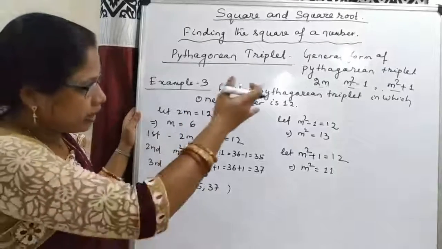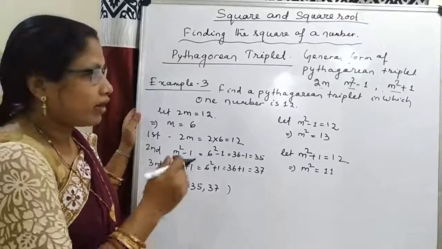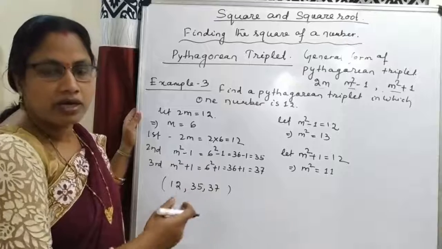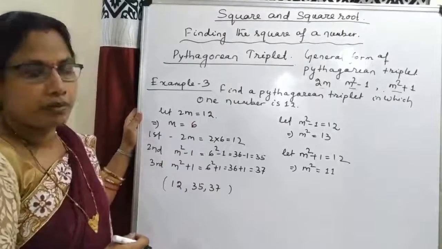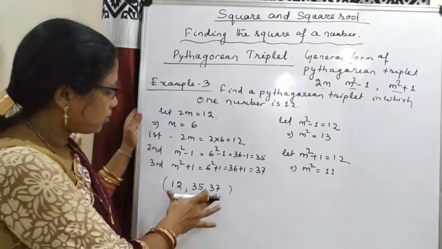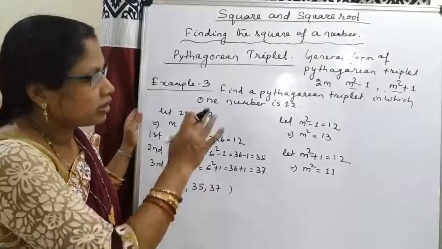So here by using this general form of Pythagorean triplet, you can find any set of numbers which satisfy the Pythagorean triplet rule. So always among the 3 numbers, the smallest even number is 2m.